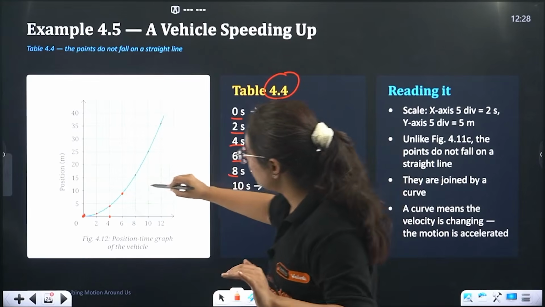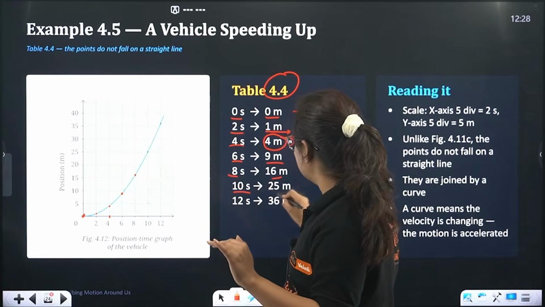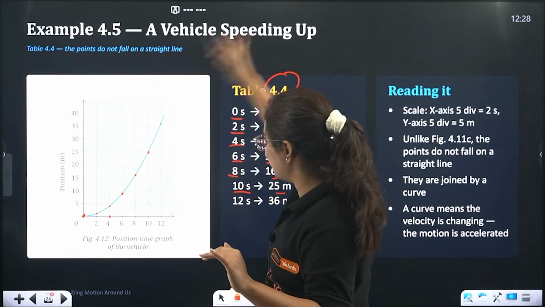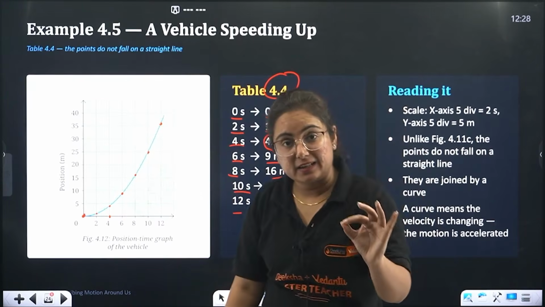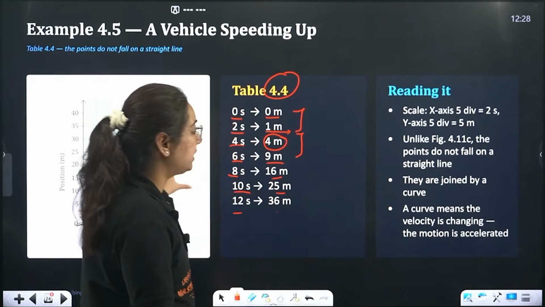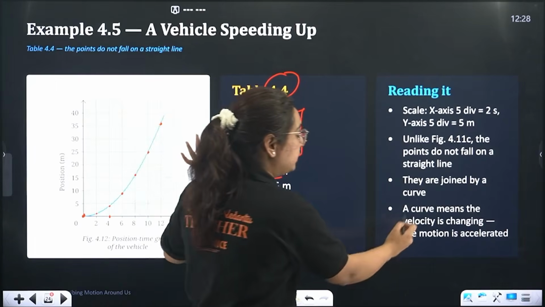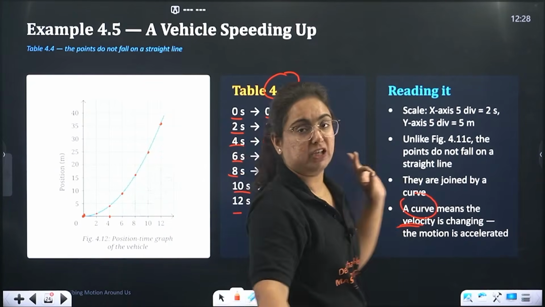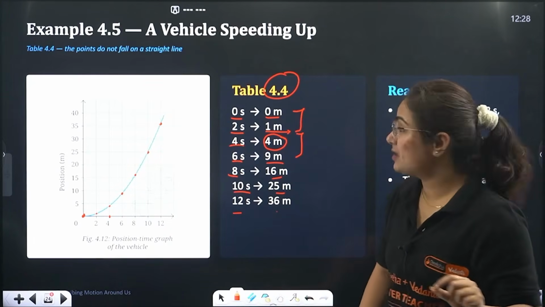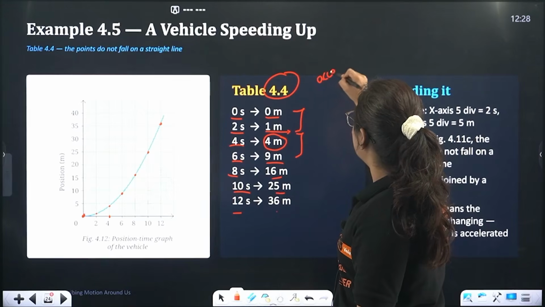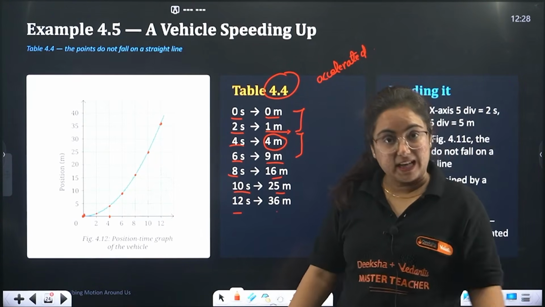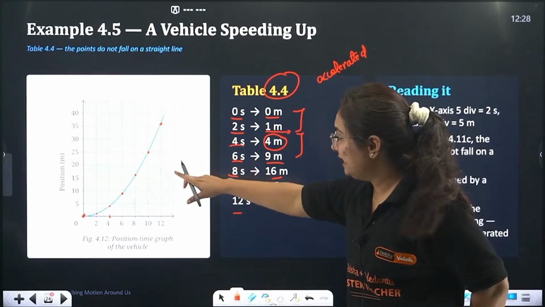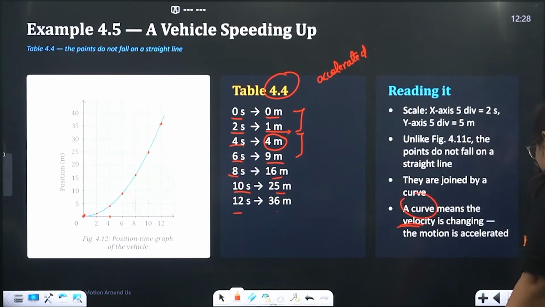At 8 seconds it reaches 16 meter. At 10 seconds, 25 meter, speed has been increased. At 12 seconds it reached 36 meter. Here the graph that is formed is not a straight line. There is a curve, that means velocity is changing. And when the velocity is changing, the motion is accelerated. The motion has been accelerated. Right? Getting my point? Velocity changes, motion accelerates.